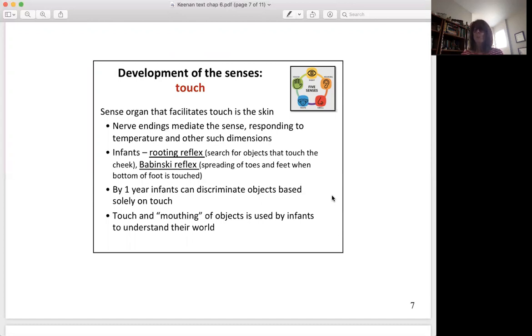Somewhere around 1 year, infants begin to really discriminate objects based solely on touch. And what's interesting, if you really watch infants investigate the world, is that they not only touch with their hands, but they also tend to touch with their mouths. Kids put things in their mouth all the time, and it's their way of getting to know the various objects in the world.